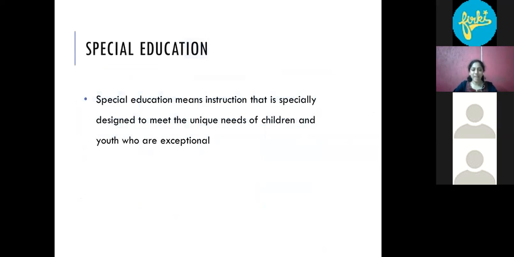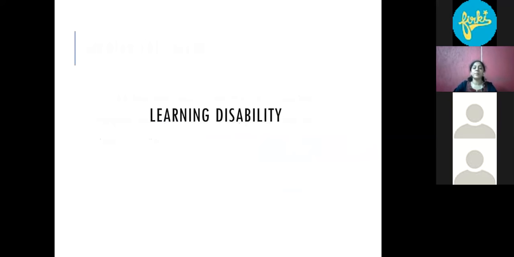Special education can be provided in special schools, or even in resource rooms in inclusive setups. But either way, there is a need to have at least some part of instruction which is tailor-made only and only for these individuals. One such group of individuals who require special education services are those having learning disabilities.